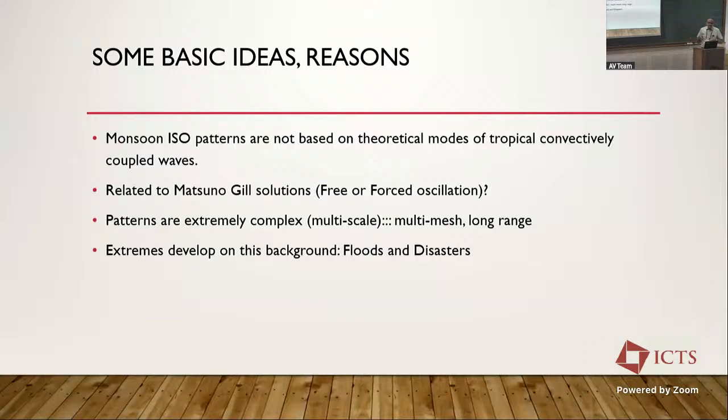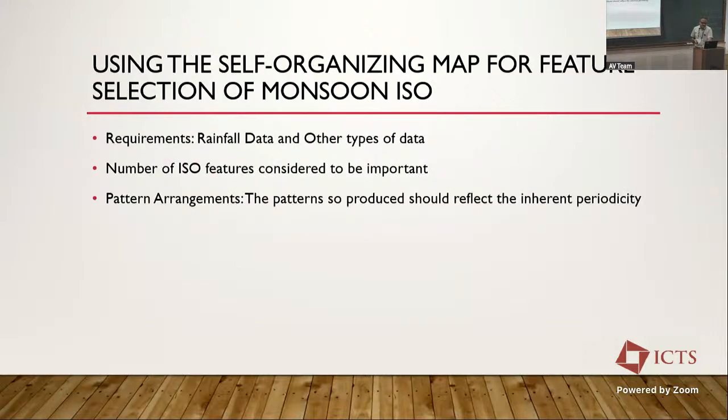So when we have this complex multi-scale structure, sometimes the rainfall of 10 days can be correlated. Sometimes rainfall of today and tomorrow are not correlated. So such different scales of long range pattern matching are there, and extremes develop.